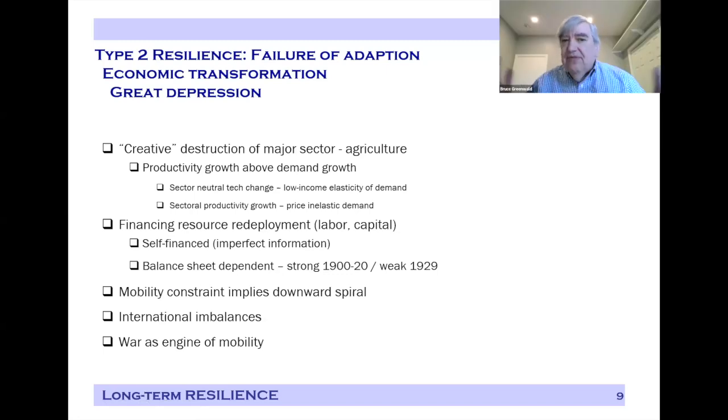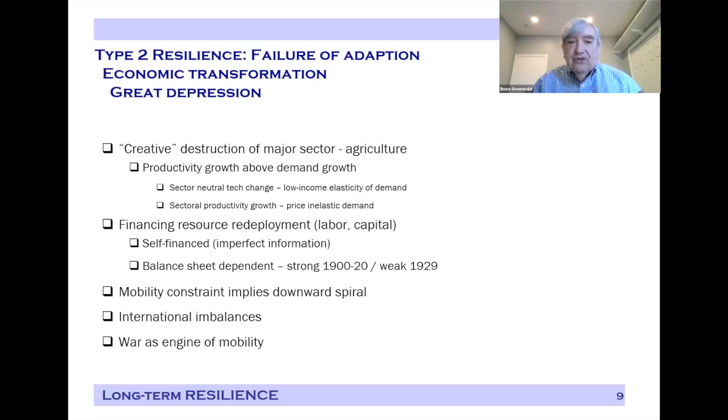So you have creative destruction that is really nobody's fault. Productivity growth in agriculture for a long time is above demand growth. If you have sector-neutral technological change, you obviously have a low income elasticity of demand for agricultural products, so their demand falls below what is going on in the rest of the economy. And if you have sectoral productivity growth that's unusually high, which you certainly had in the United States thanks to the Agricultural Extension Service, you have a very low price elasticity of demand, and you have very adverse price changes.